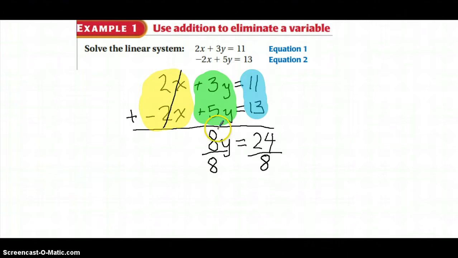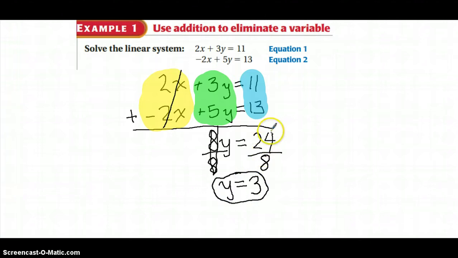Alright, so we know that 8 divided by 8 gives us 1. So these cancel out. And all I have left is y equals, and 24 divided by 8 is going to give us 3. Alright, so we've now got the y part of this.